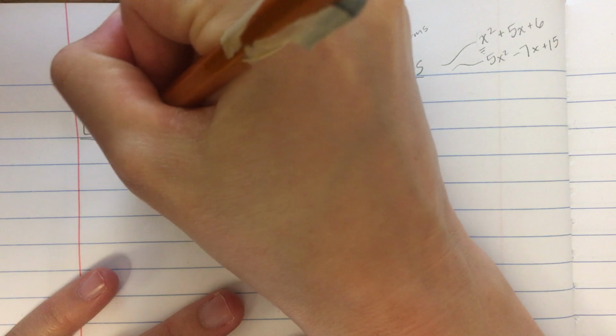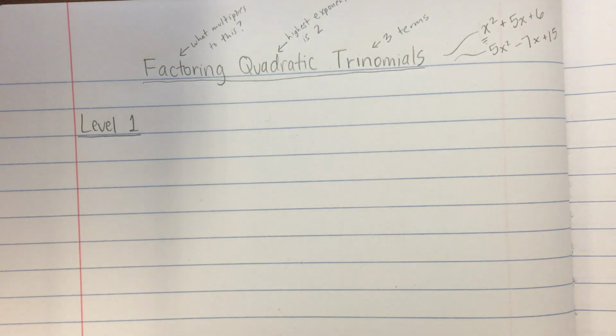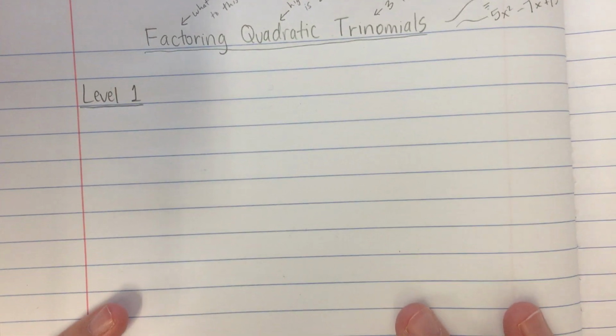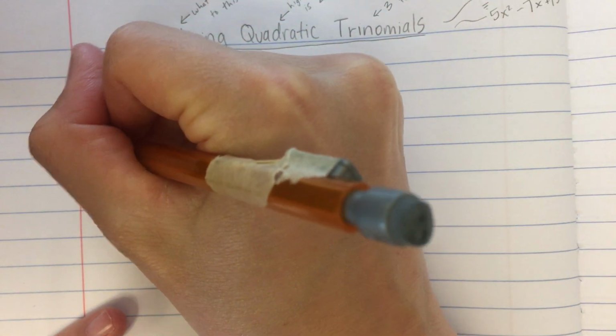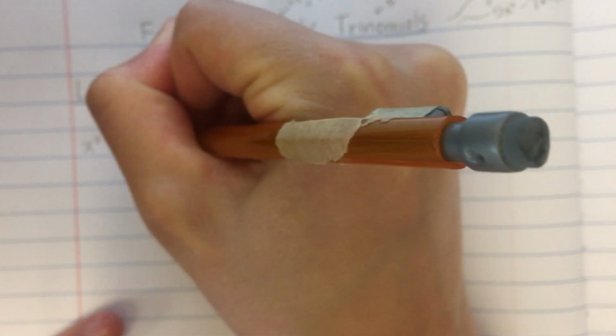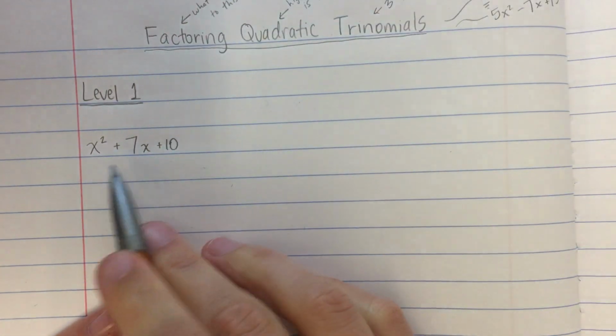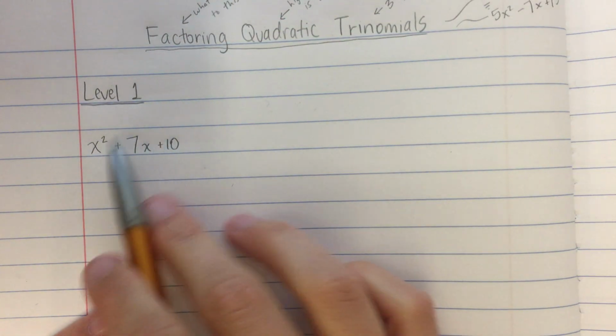Okay, but for right now, let's get started with level 1. And the reason this is level 1 is because it's only got positives. The signs do make this a little bit tricky, so we're going to start with positives, get in the flow of things, and I'll throw in signs as we get to the next levels. Okay, so here are your examples. I want to find out what factors would multiply to get this.